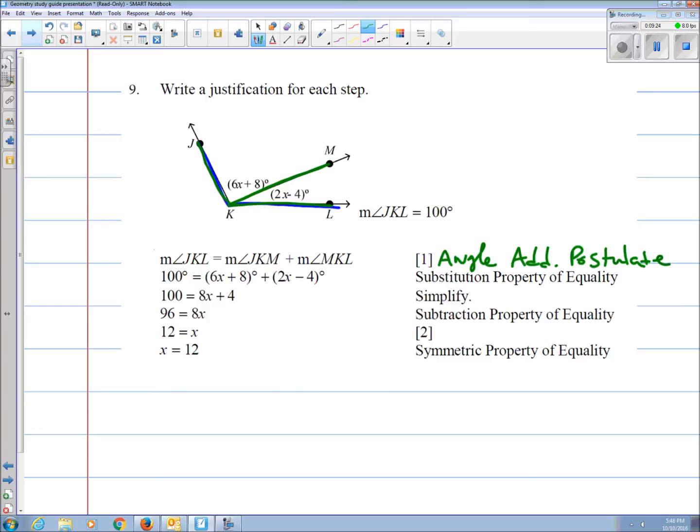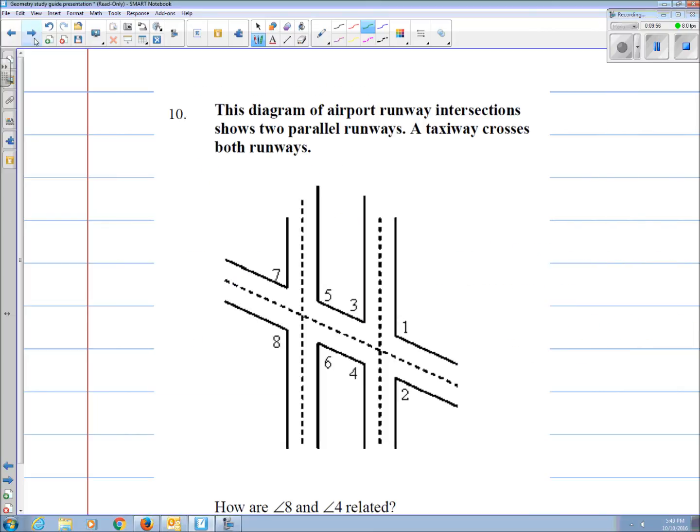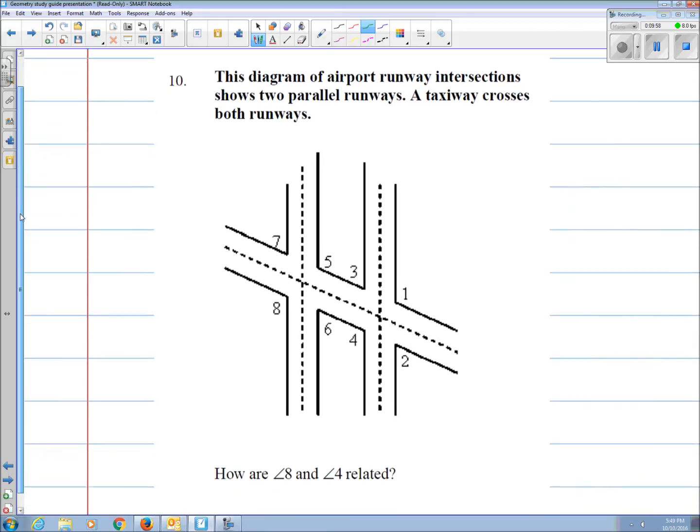Next, what you can see is that they use the substitution property of equality to substitute those measures of those angles in. Then they simplify by basically combining like terms. Then they subtract 4 on both sides to get this expression right here. The next thing they would have done was divide by 8 on both sides. So this is the division property of equality.